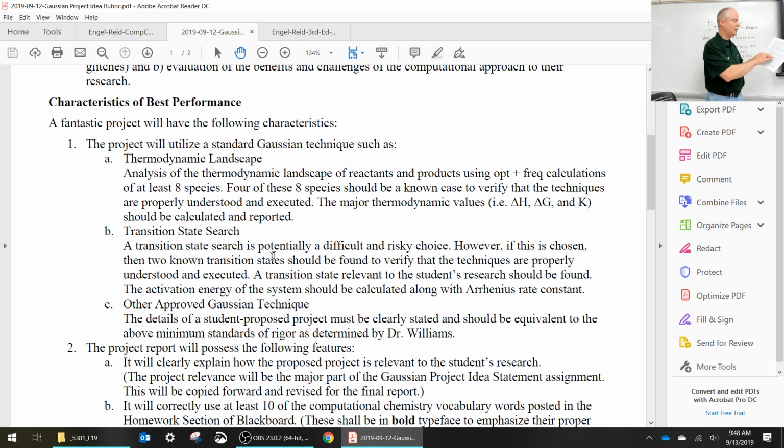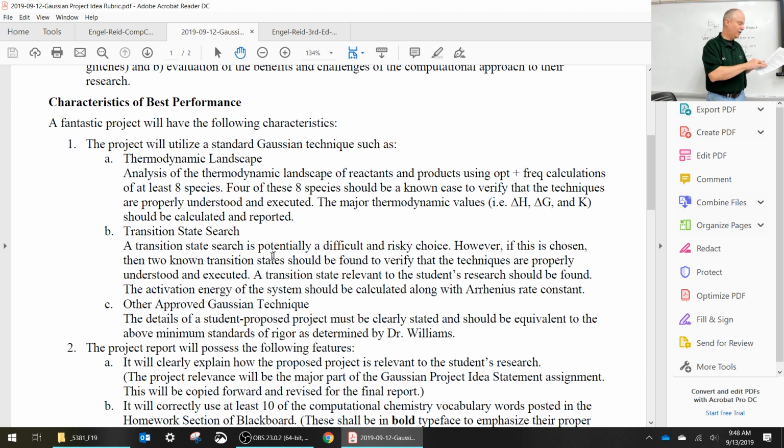The other one is the transition state search. So if you have a particular reaction that you're like, okay, this is so important to my research, I want to know what that transition state is. That's a real tricky calculation because some of these transition states are hard to locate. And so there you'd have to do a couple of known transition states and then do your unknown. But that one's a little more risky.